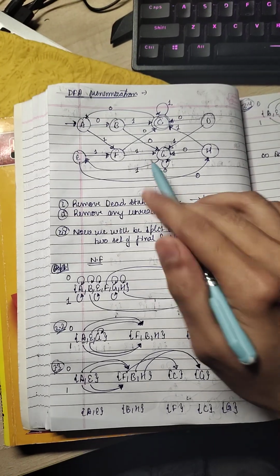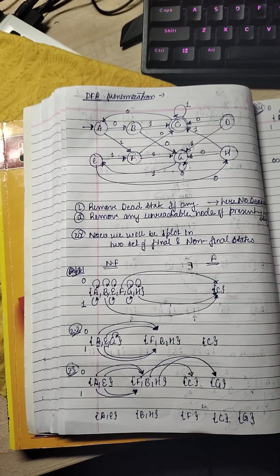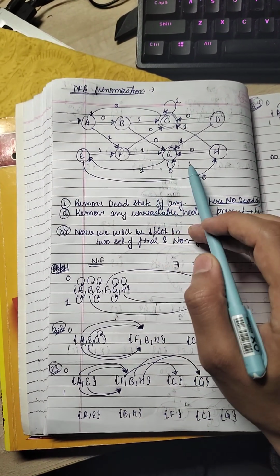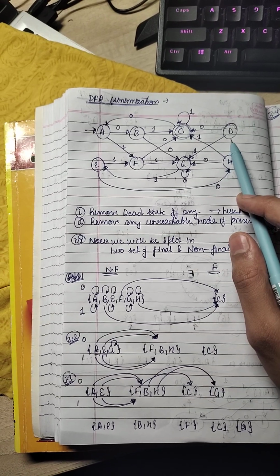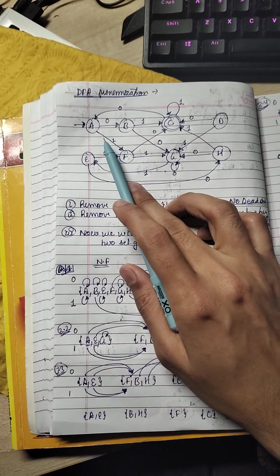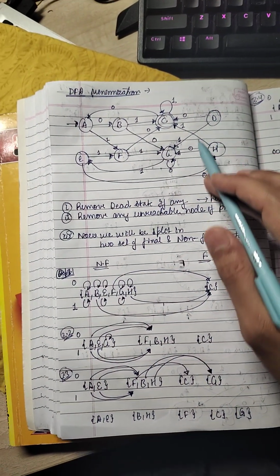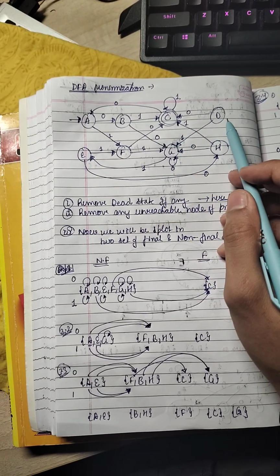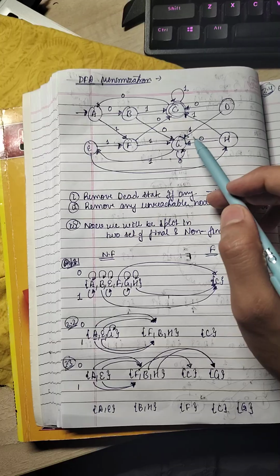Means basically from this starting node A we cannot reach that node in any circumstances. So from this diagram you can see that we cannot reach the node D in any circumstances when we start from the node A. So we will be removing the node D and all its transitions, basically D to C and D to G, will be removed.